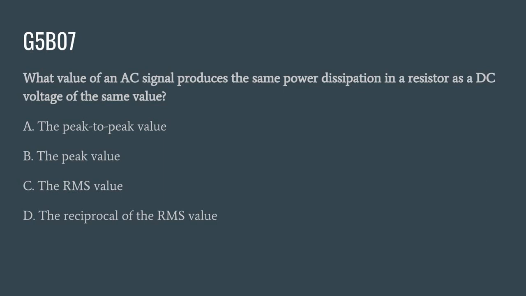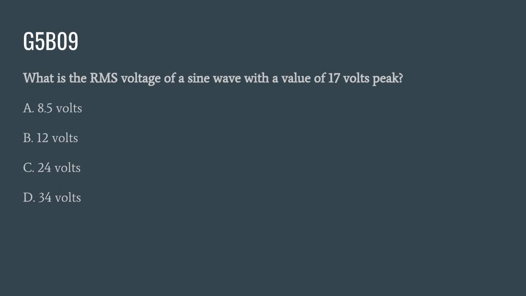G5B07. What value of an AC signal produces the same power dissipation in a resistor as a DC voltage of the same value? A. The peak-to-peak value. B. The peak value. C. The RMS value. Or D. The reciprocal of the RMS value. Correct answer is C. The RMS value.